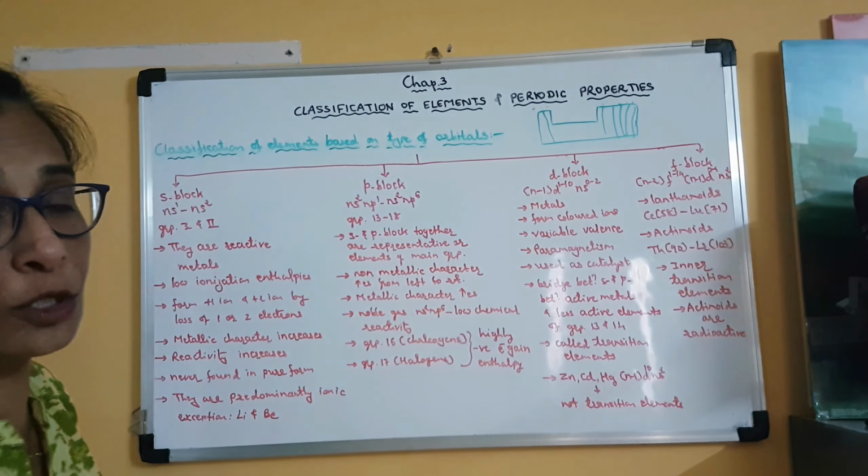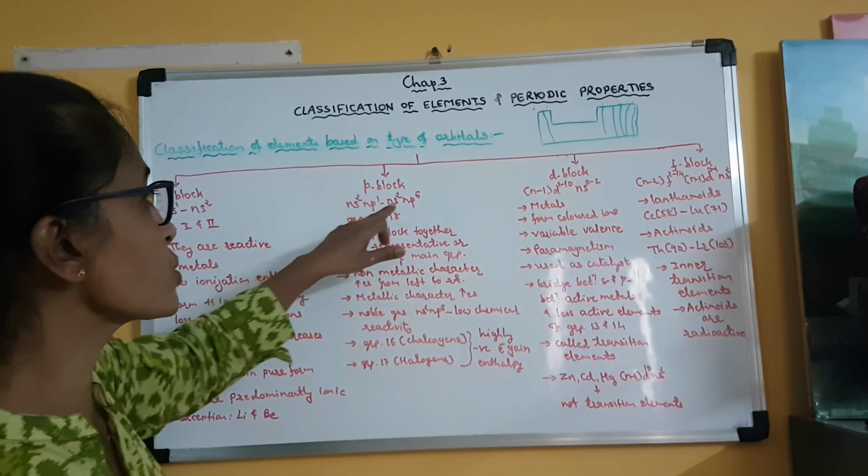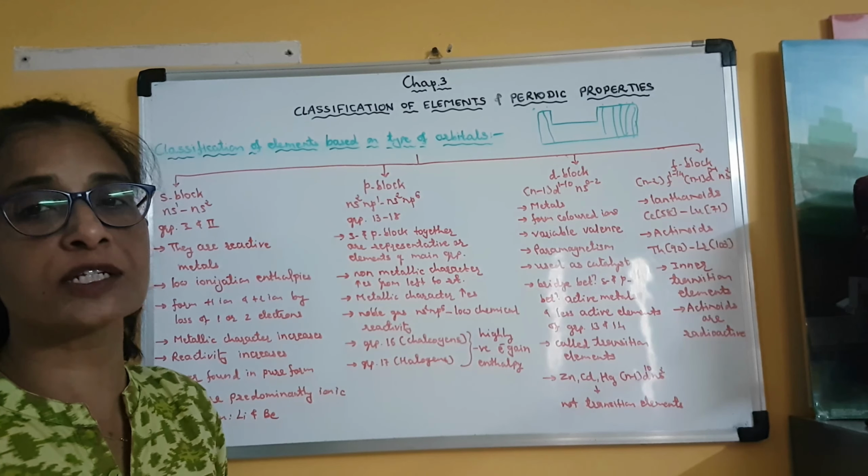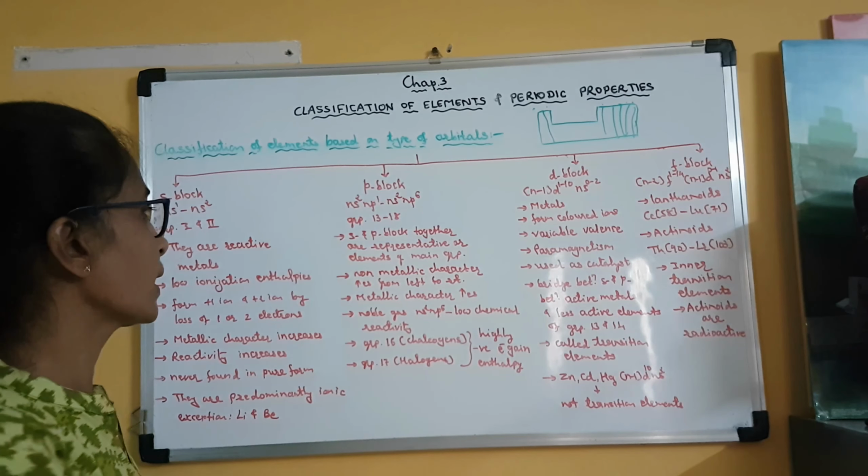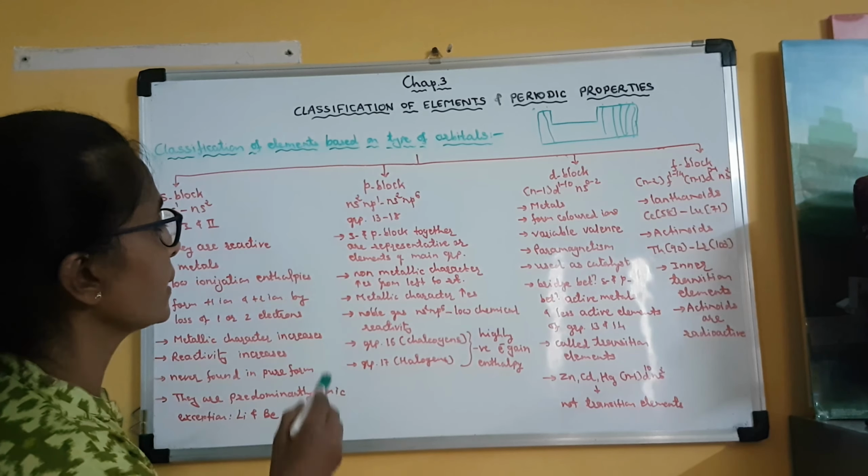So total 6 groups are there. Why? Because a total of 6 electrons can be present in p orbital, and that is why there are 6 groups in the periodic table, group number 13 to 18, which belong to p block. In all these elements of group 13 to 18, the last electron is present in a p orbital. Now what are their characteristics?